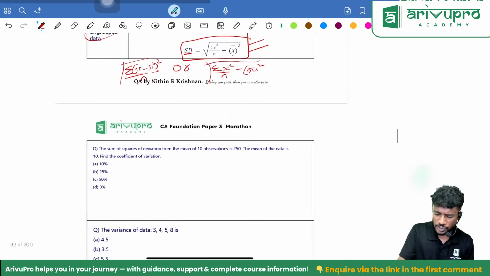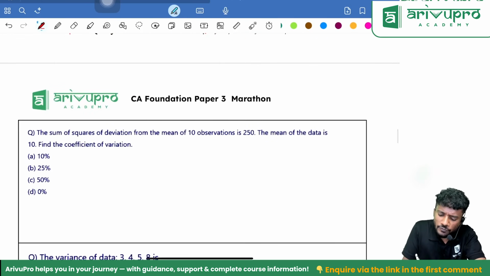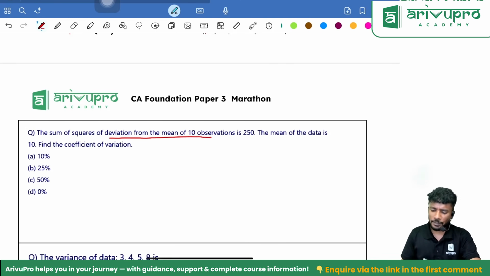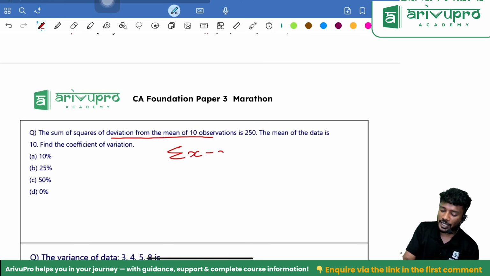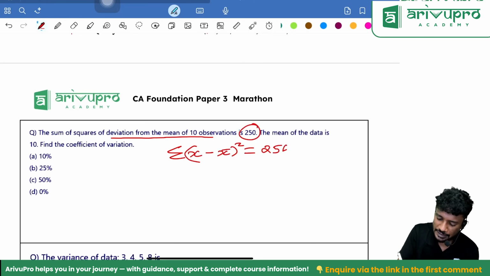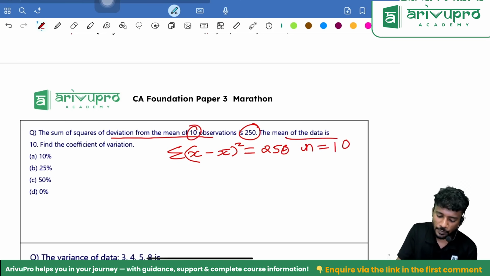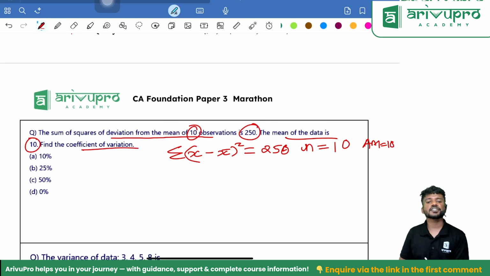But in this question, what is happening? Sum of the squares of the deviation from the mean. What do you mean by that? They have given the sum of the squares of the deviation, that means sigma (x minus x bar) the whole square is given. How much? 250. Then n is equal to 10. The mean of the data, x bar or AM, is equal to 10. Then what is the coefficient of variation?